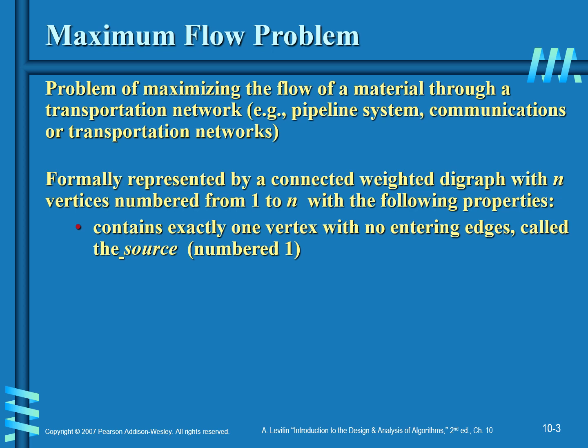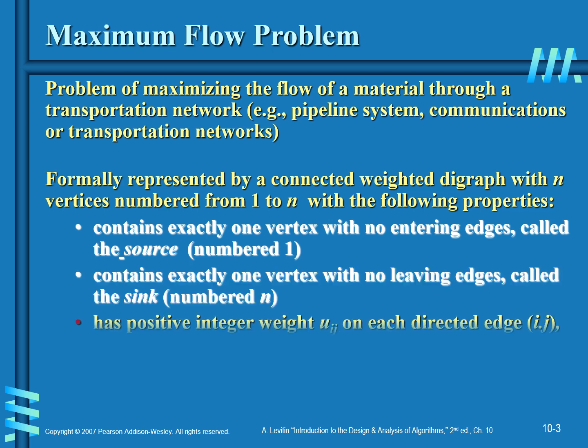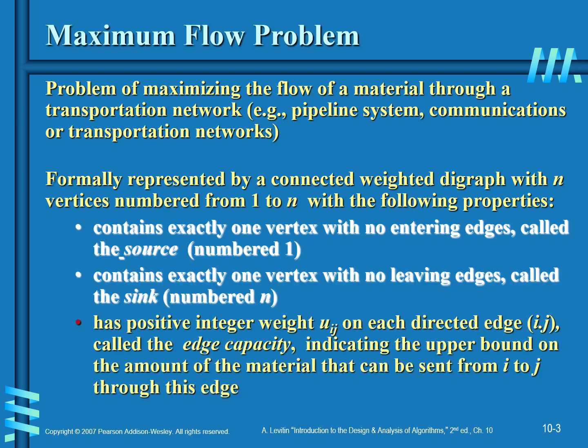So how can you model this problem? You can represent this max flow problem as a connected weighted graph with n vertices, with the following properties. It has to contain exactly one vertex with no entering edges, which we call the source, and it contains only one vertex with no leaving edges, called the sink. So that's where you have to send the material from source to destination.